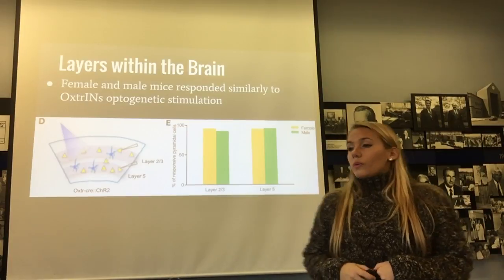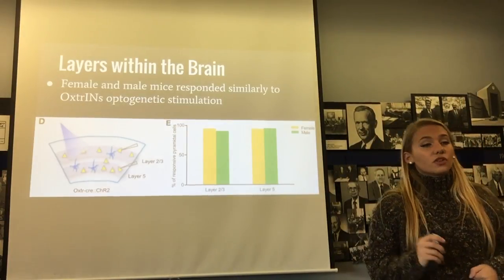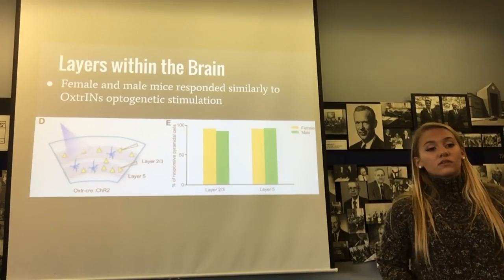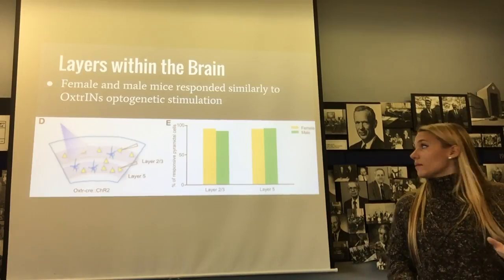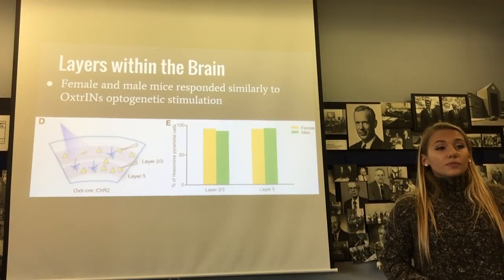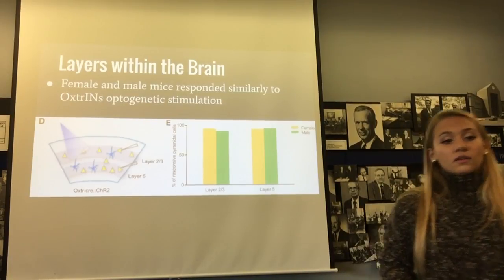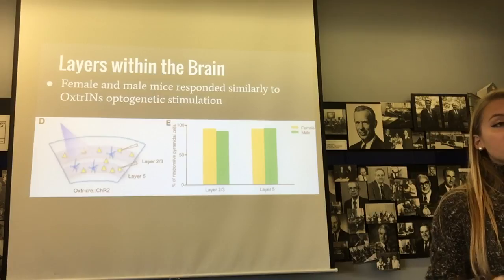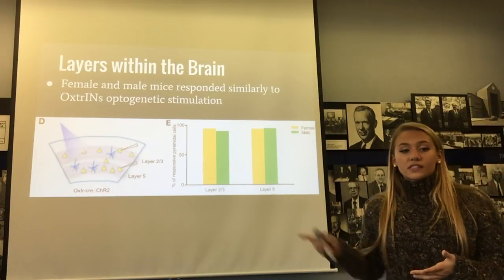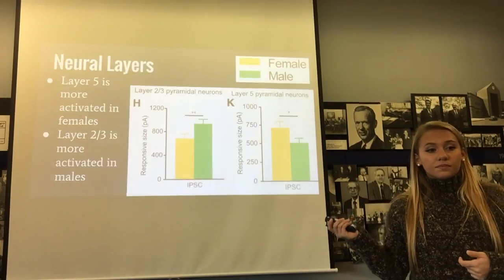So what we found is that layer 2, 3, and layer 5 were activated the same amount. So females and males had the exact same response to the optogenetic activation in those layers. It's not like they were missing neurons or those neurons were not firing. They still have those 2 layers with the same amount of neurons.